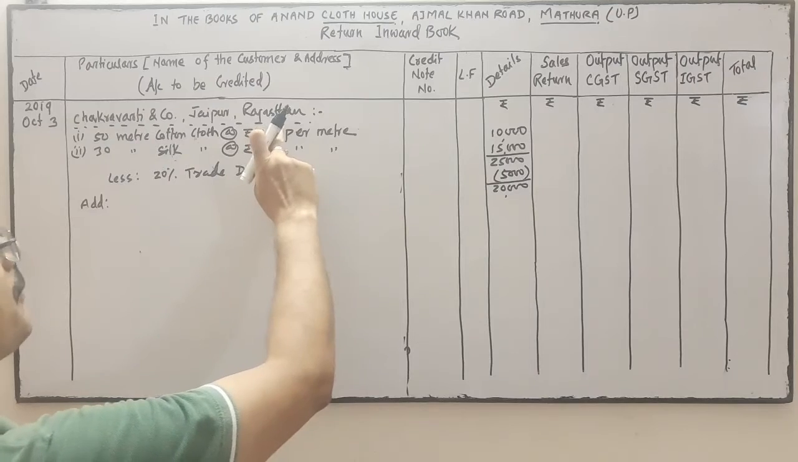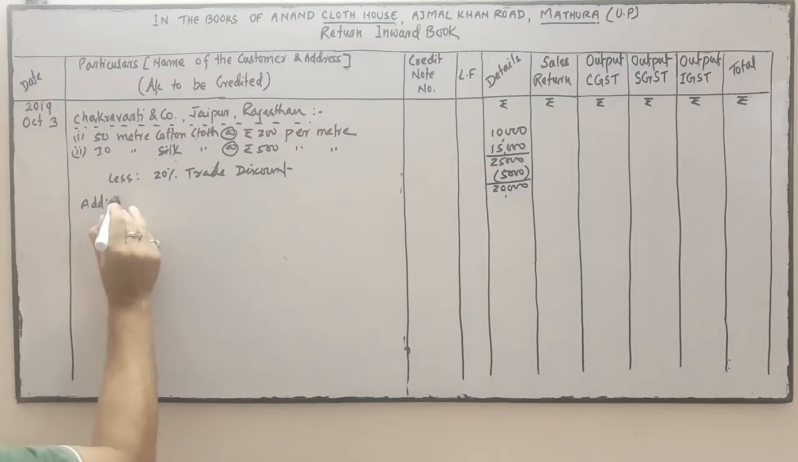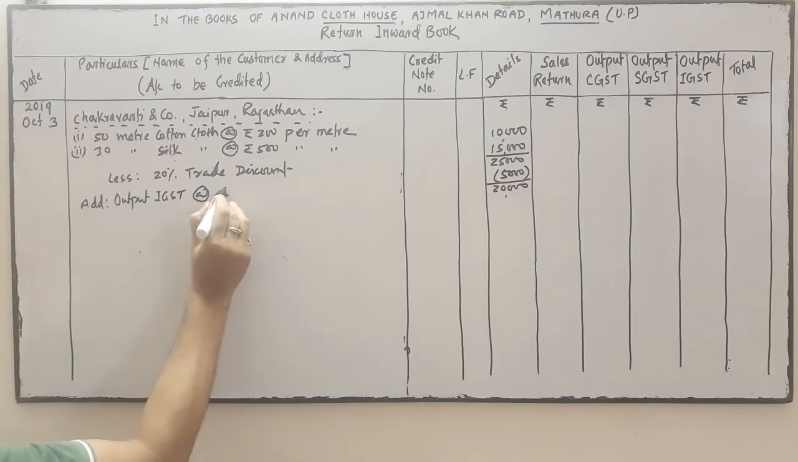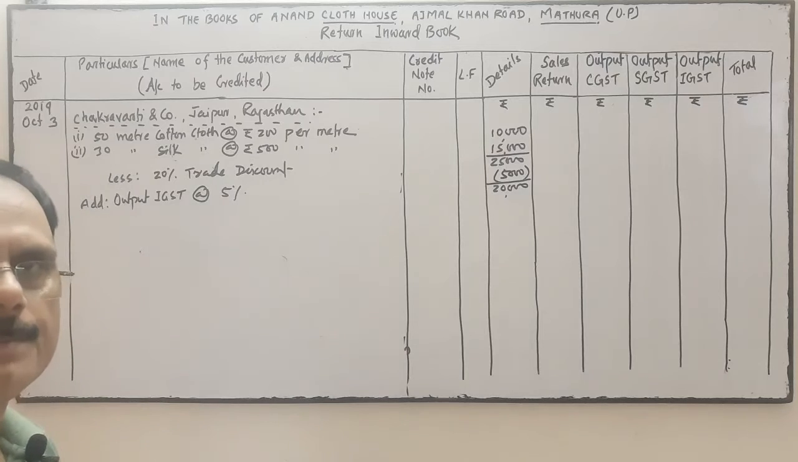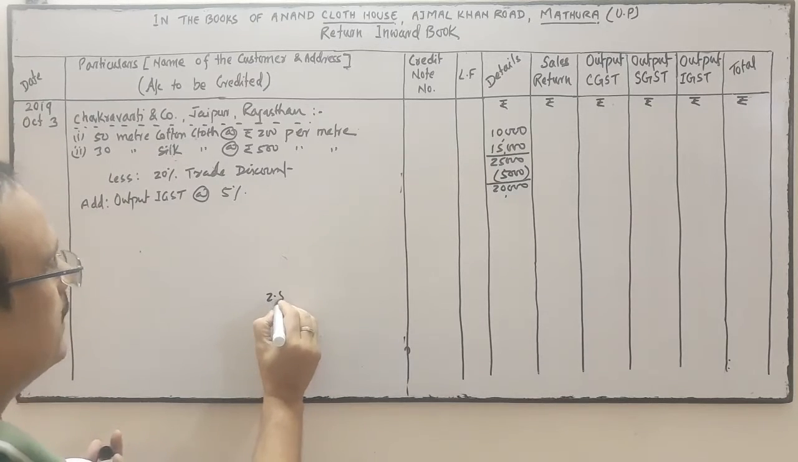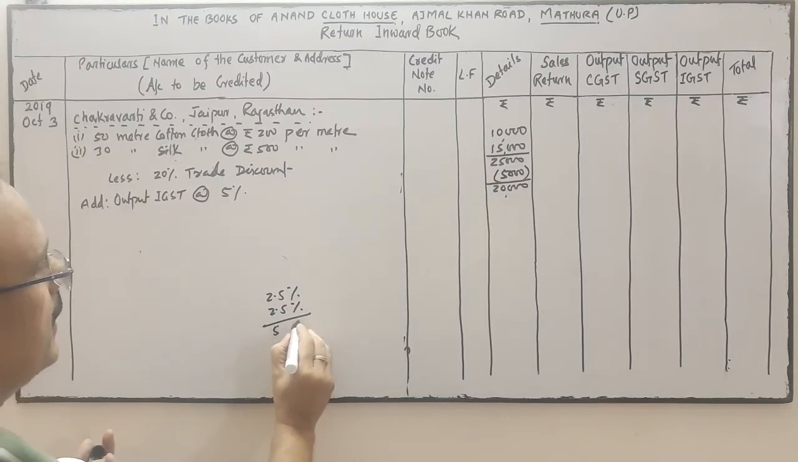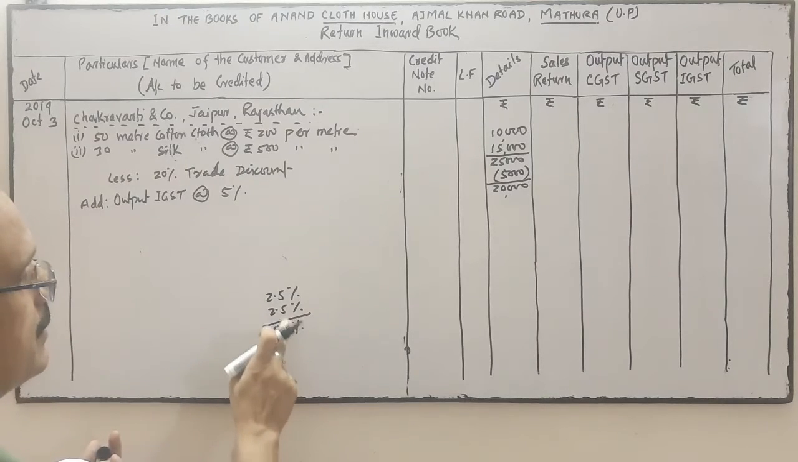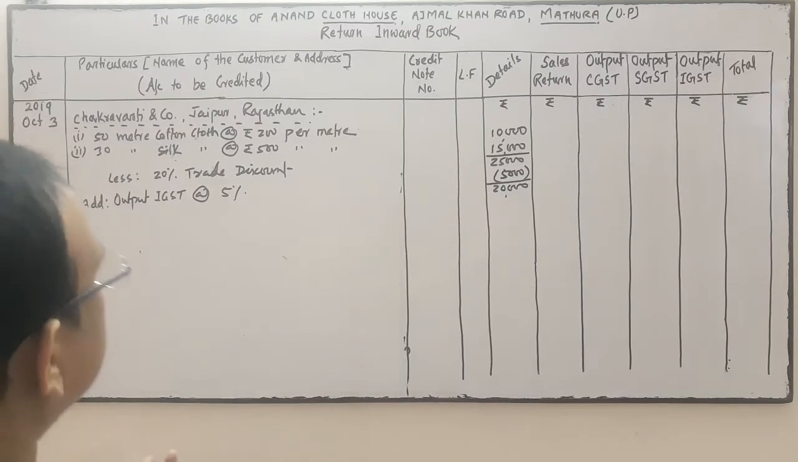Now add, as it is interstate, the customer is of Rajasthan and the seller is of Mathura, UP, interstate. So here we'll calculate output IGST at the rate of 5%. Both will be clubbed. 2.5% plus 2.5%, CGST and SGST will be clubbed, and this will become the IGST. So 5% will be clubbed.